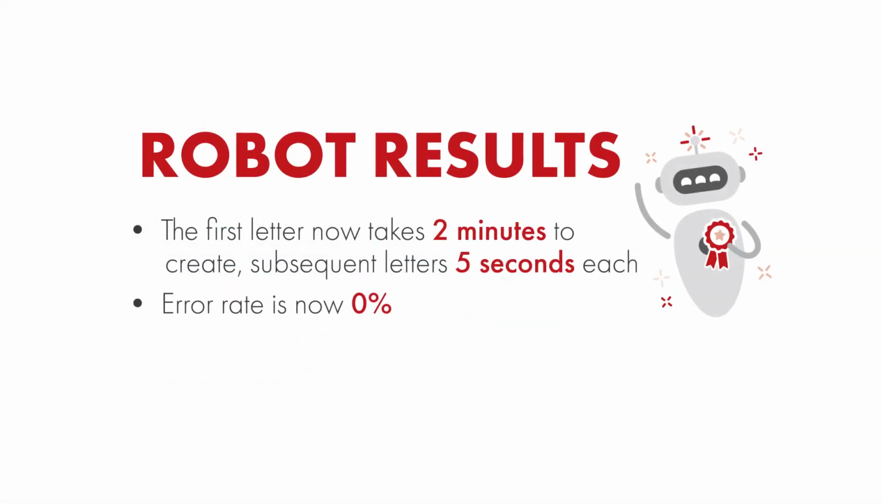Remember, it took a human 15 minutes to do the first letter and 5 minutes for each subsequent letter. That's 25 minutes total. This bot is already on its third letter, and it's only taken 3 minutes. Here's another amazing fact. The lab configured this robot from start to finish in less than 2 weeks.